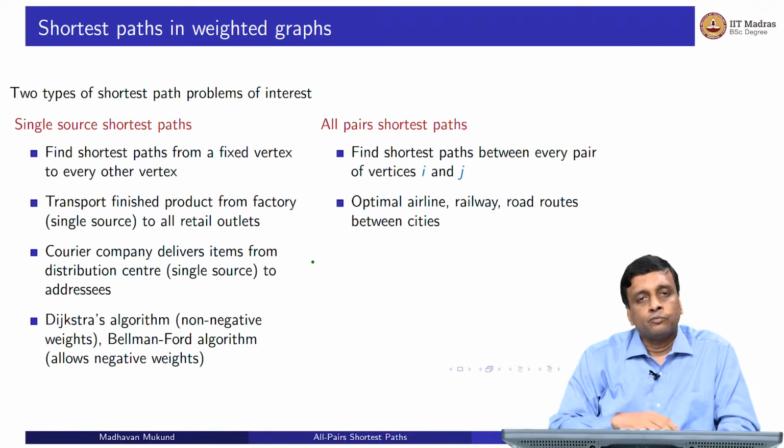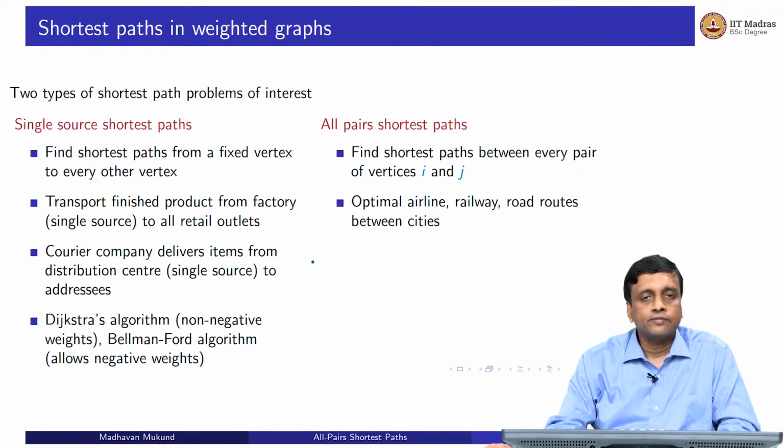So, Dijkstra's algorithm works for the single source problem for non-negative edge weights, and the Bellman-Ford algorithm, which is more expensive, works with negative edge weights, but of course remember that you cannot have negative cycles. With negative cycles, shortest paths are not defined because you can go around the cycle and make paths arbitrarily small.